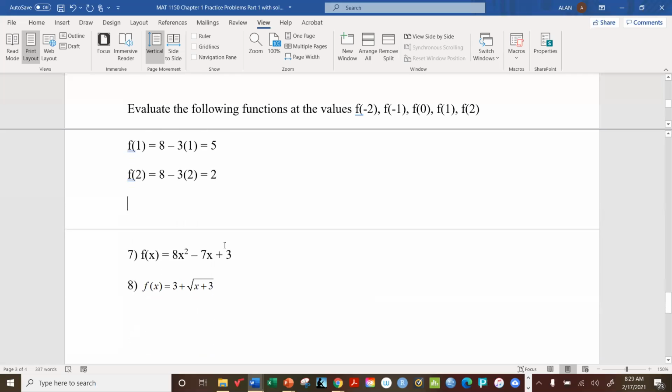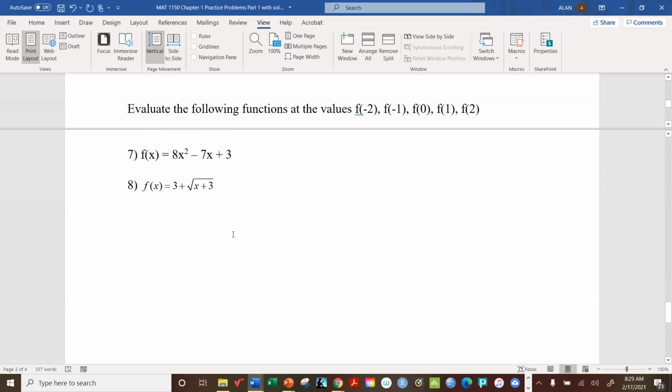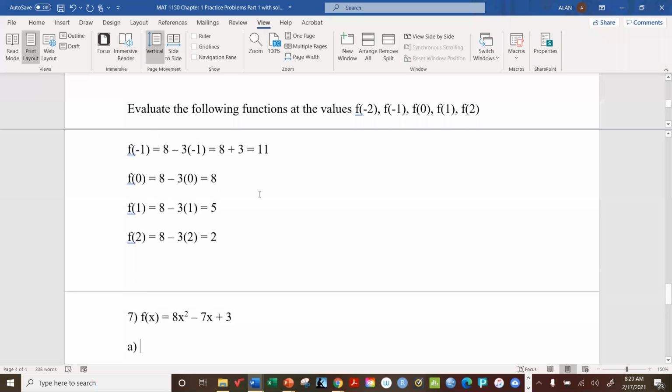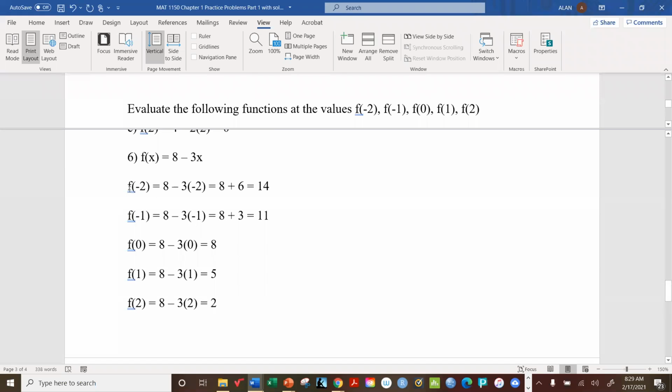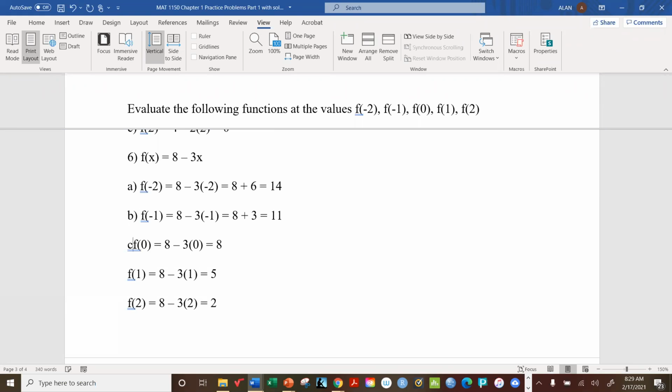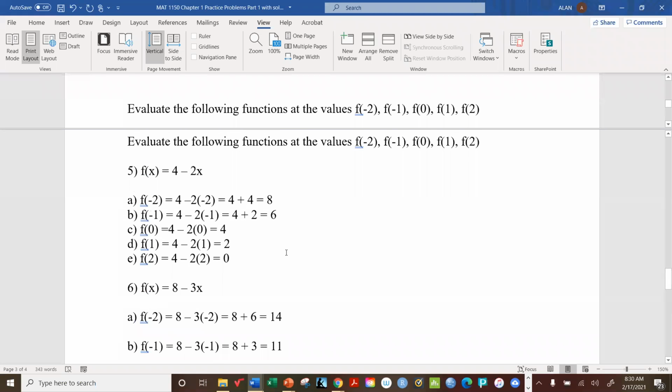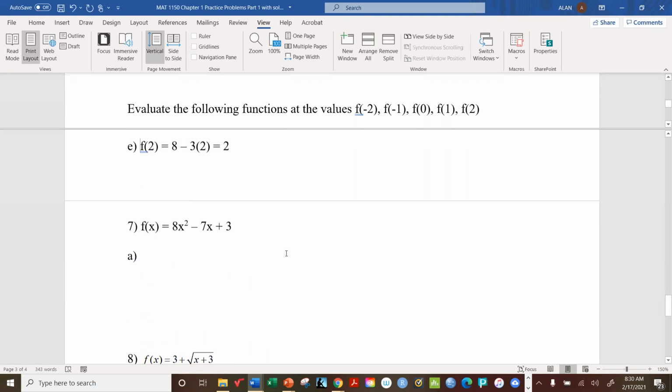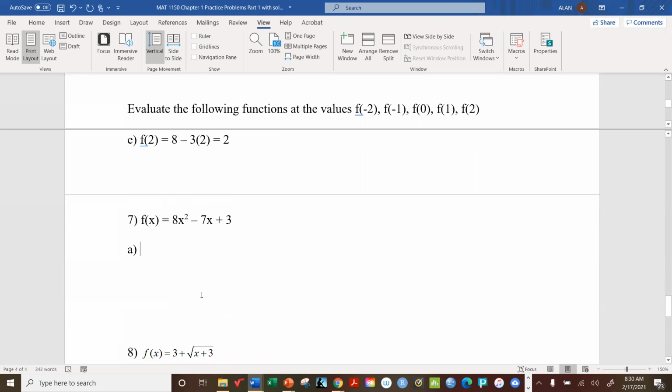Now, number 7. This one's a little trickier because we've got squares involved. That's all right. We can do this. Oh, you know what I forgot to do? I forgot the letters. We want to label everything. All right, let me make sure I did that. Yeah, I did it up there too. All right, very good. All right, so let's do it again.